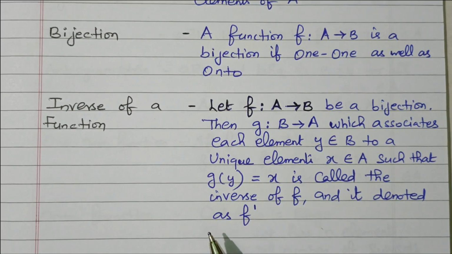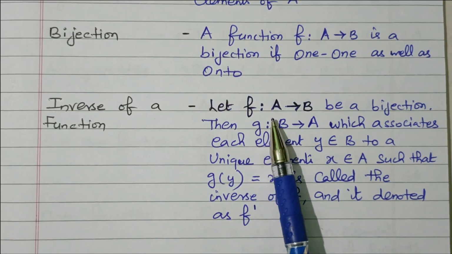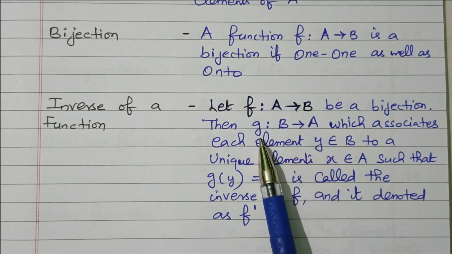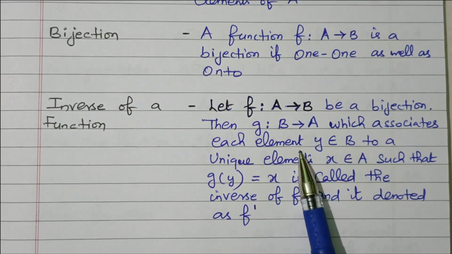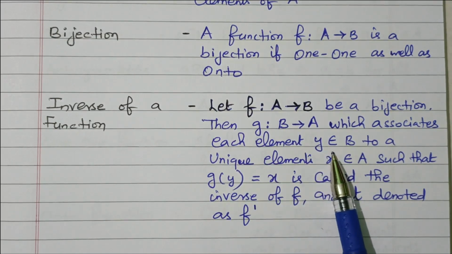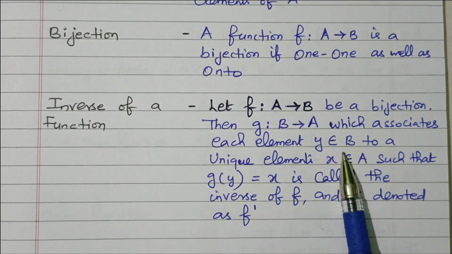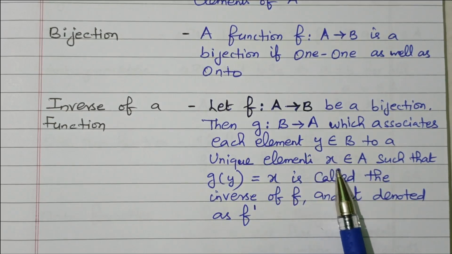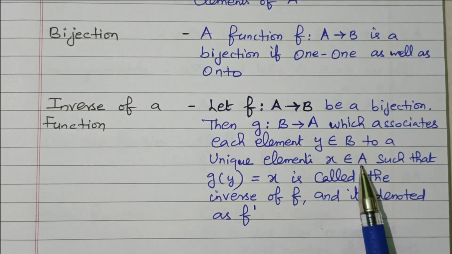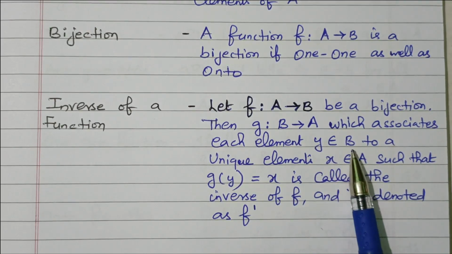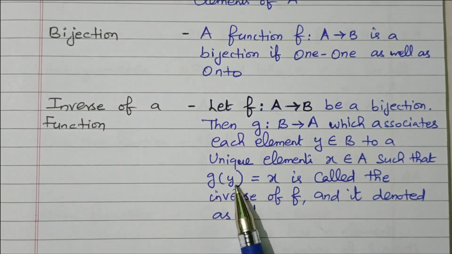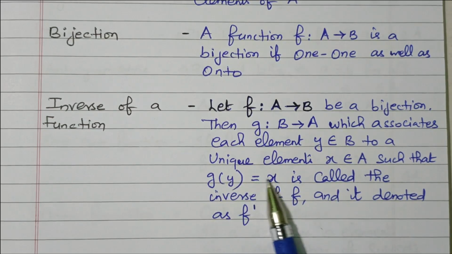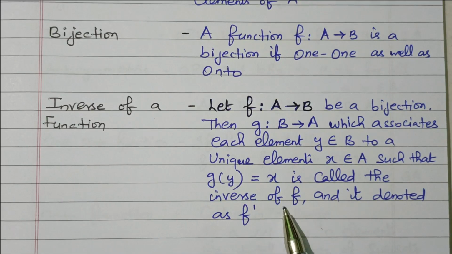It's very simple. The inverse function is, first consider the function f, that is A relates to B. Another function g, B relates to A. In that, it associates each element y in B to a unique element x in A, right? Where x belongs to A, y belongs to B, such that g of y equals x, right? f of x, g of y equals x. So this is the inverse function. It's called the inverse function of f, and it is denoted by f dash, right?